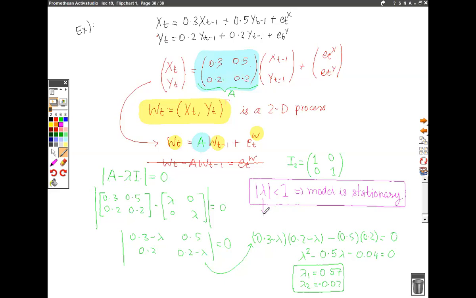And where this lambda is the eigenvalues. Does this make sense to you guys? Were you guys able to follow what I did? Yes.